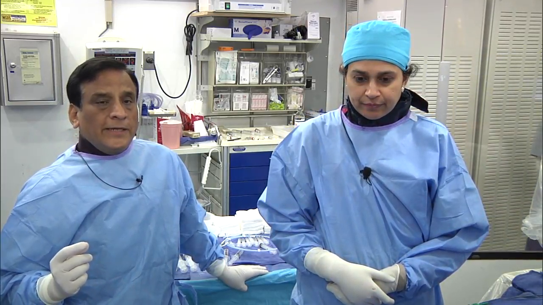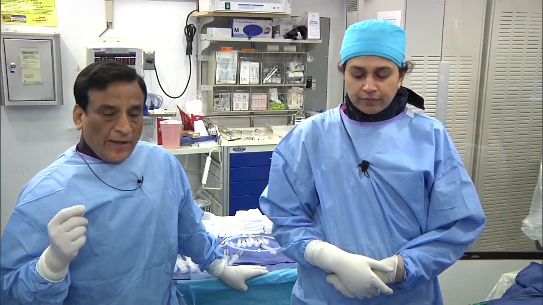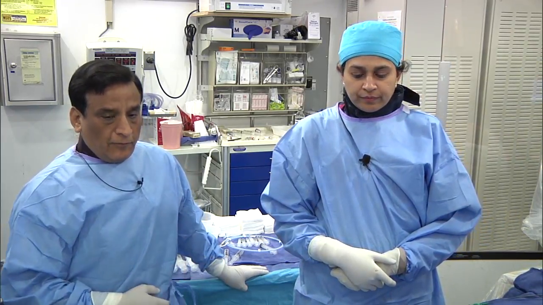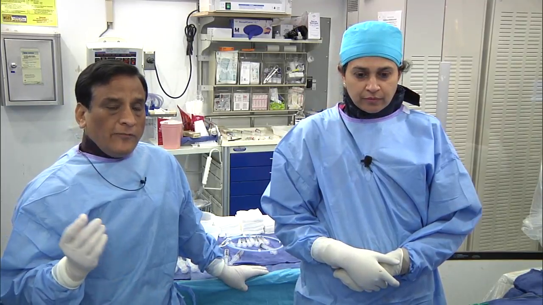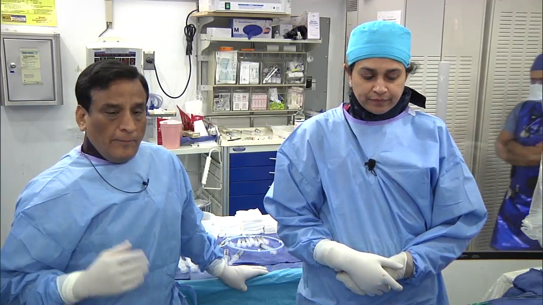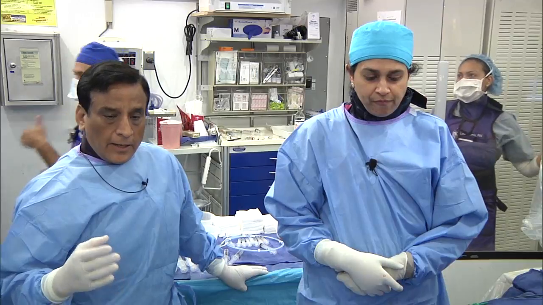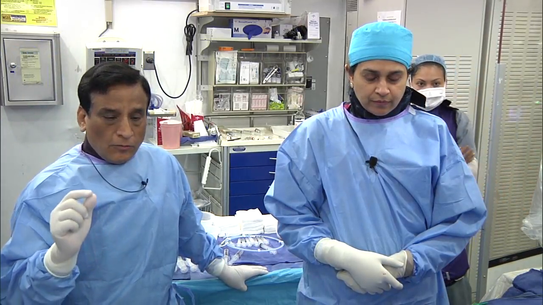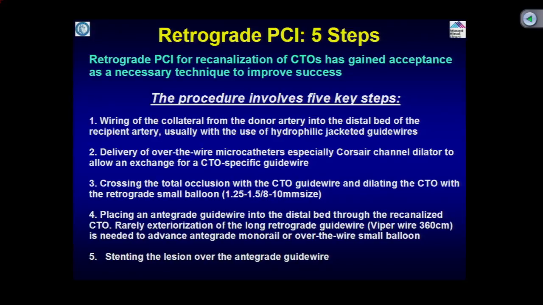Knowing that the retrograde cap is less fibrotic, usually these floppy wires like the Fielder will work. If not, once you have brought the Corsair to the site of the CTO, retrogradely you can escalate the wire to a Miracle or a Confianza just to cross it. Once you have crossed, and that goes to the fourth point if you go back to our slide, and you have dilated with a small balloon, then place an antegrade guide wire into the distal bed. Don't get too carried away that now we have to do everything on the retrograde wire. No. As soon as you open the space, advance your antegrade wire and make the procedure simple.